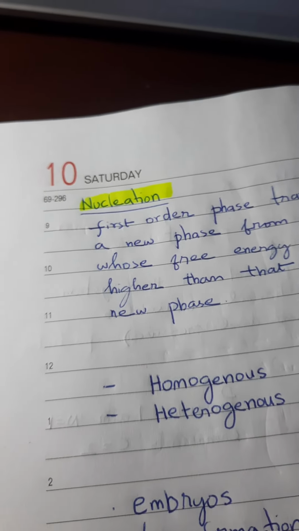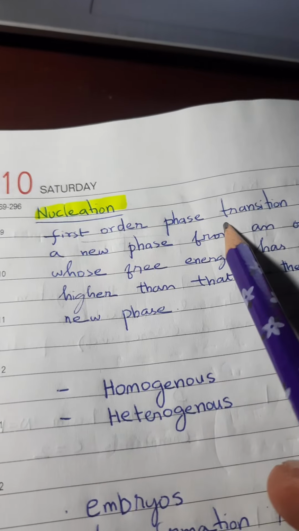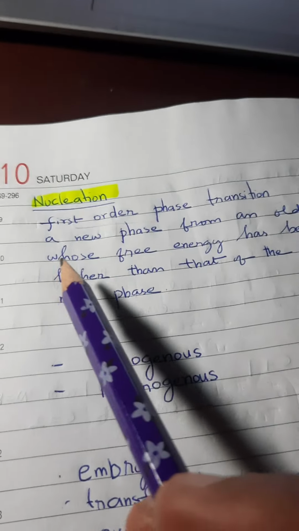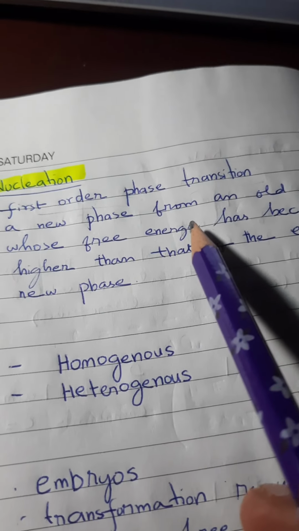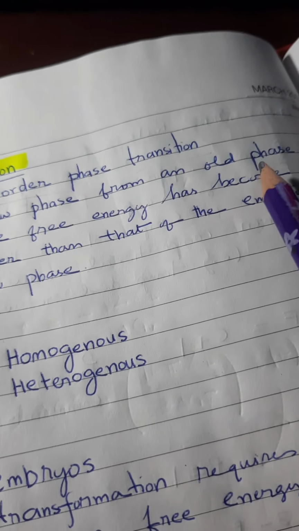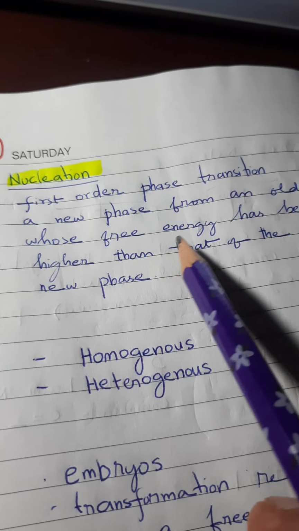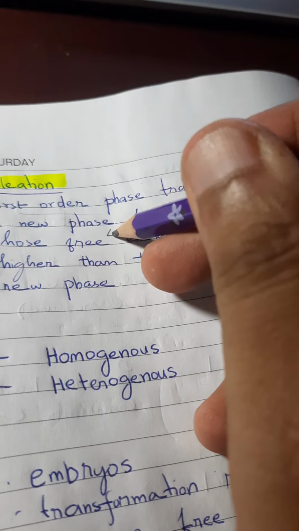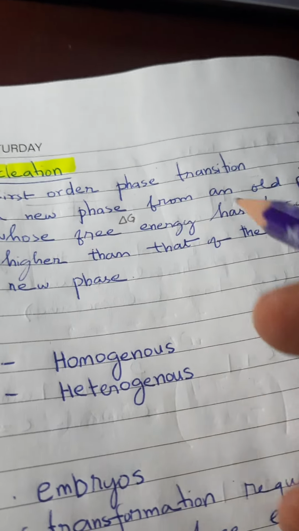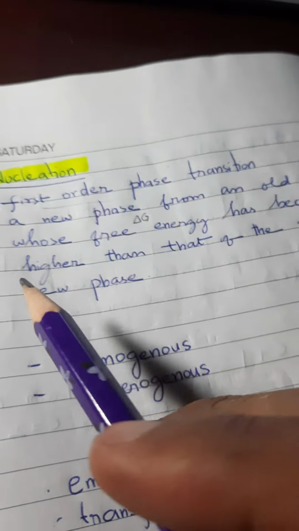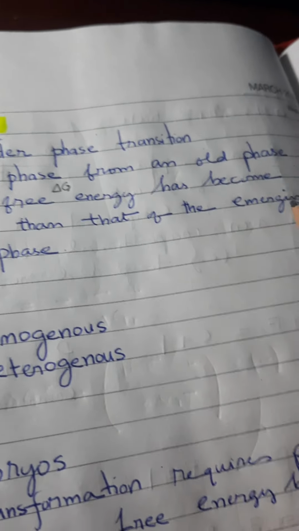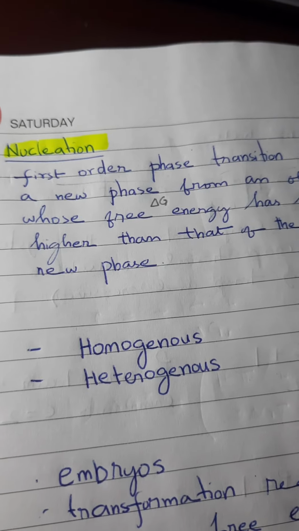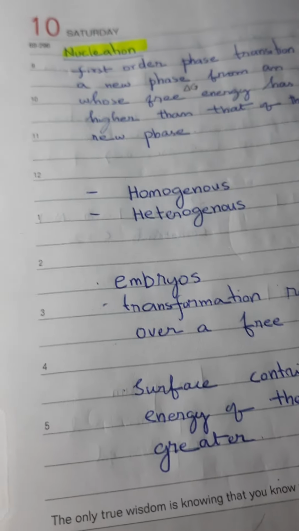Nucleation is a first order phase transformation. It takes place when a new phase is formed and the old phase has a free energy, by free energy I mean the free energy change delta G, that has become higher than that of the emerging new phase.